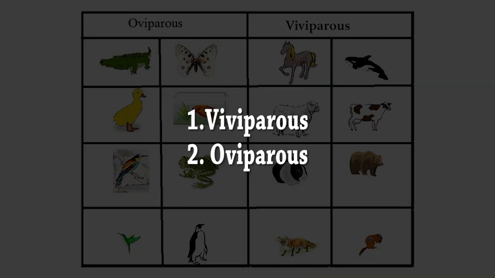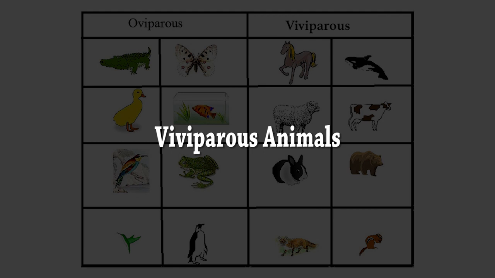Animals exhibiting internal fertilization may be oviparous or viviparous. Based on this criteria, animals can be broadly classified into viviparous and oviparous animals, provided they are having internal fertilization. Viviparous animals: animals which give birth to young ones are called viviparous animals.